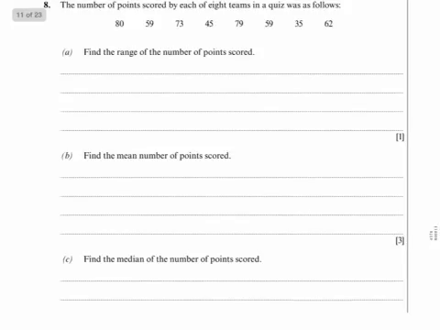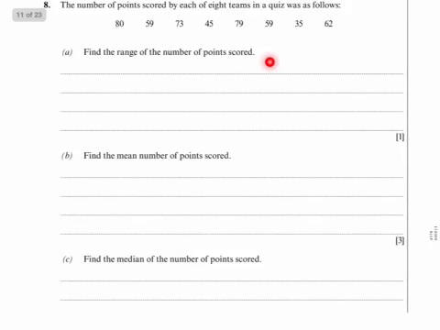Okay, the question reads, the number of points scored by each of 8 teams in a quiz was as follows. So one team scored 80, another team scored 59, 73, 45, 79, 59, 35 and 62. The first question says, find the range of the number of points scored.